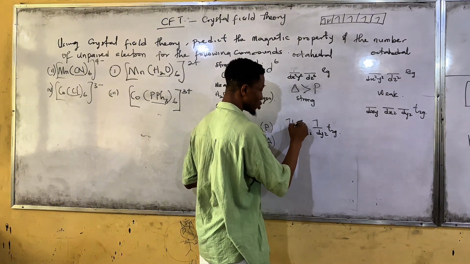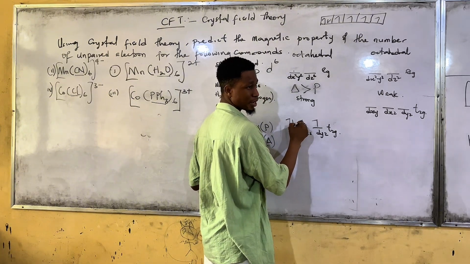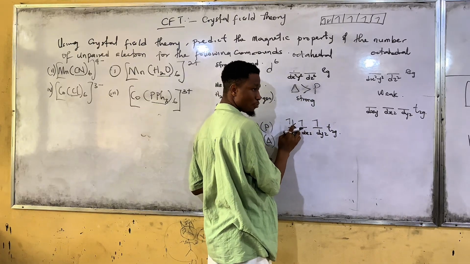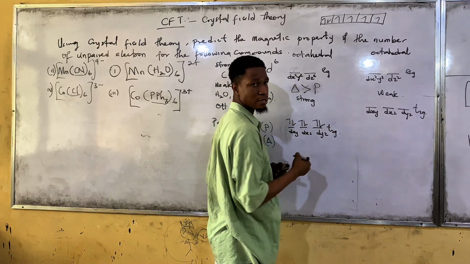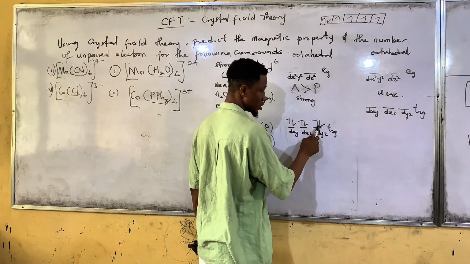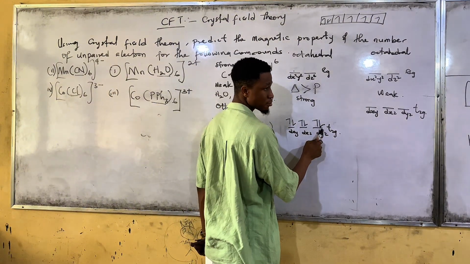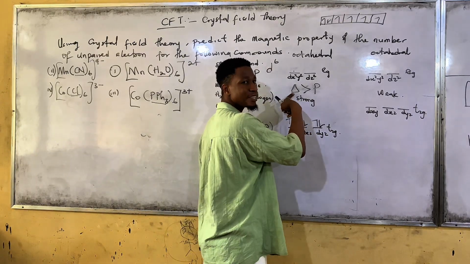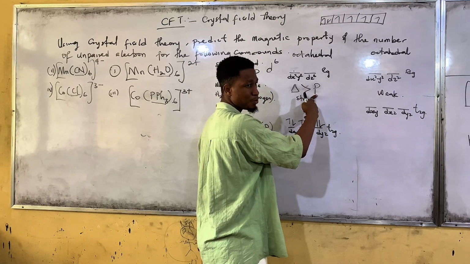So what will you do? Just pair. Are you seeing that? So instead of the fourth electron coming here, it will continue from here. So 4, 5, and 6. Are we together? So you have 1, 2, 3, 4, 5, 6. This is for a strong field ligand. And why is that happening? Because the splitting energy is greater than the pairing energy.